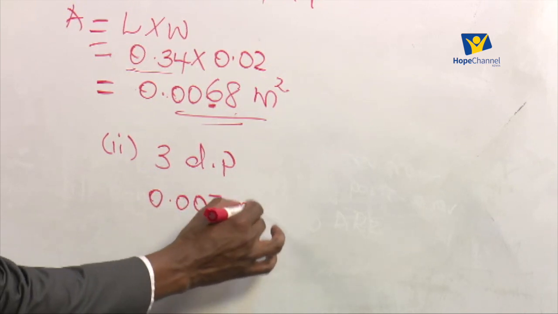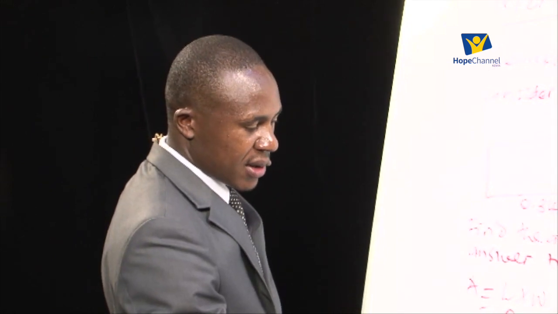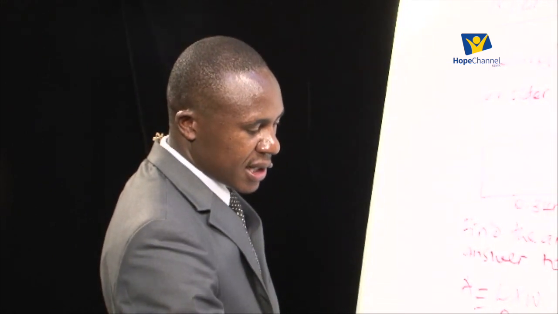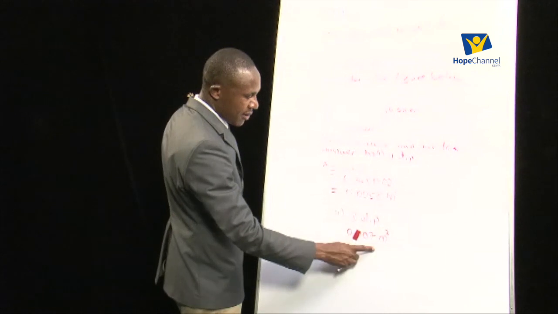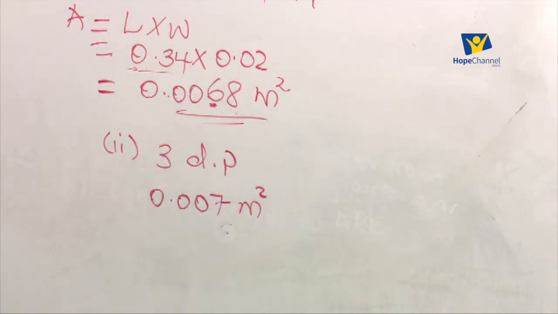The answer becomes 0.007 square meters. Again, we don't put a 0 for 8 because if we have a 0 there, that 0 will be counted in the decimal places. The answer will be 1, 2, 3, 4. So we have to drop it completely. We do not include it in what we have obtained.